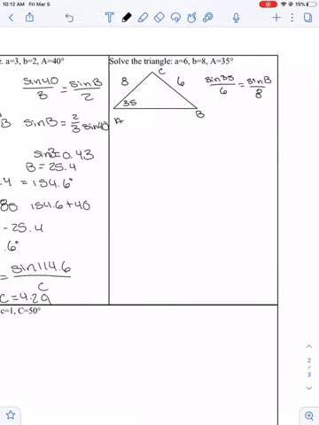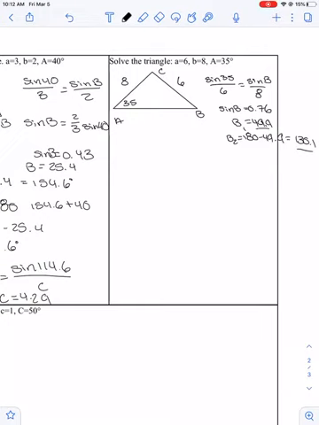I'm going to go and solve for B, and I get sine B equals 0.76. I'm going to take the inverse, and I get B equals 49.9. That's B1. Now we check B2. 180 minus 49.9 equals 130.1. So our B2 is 130.1.